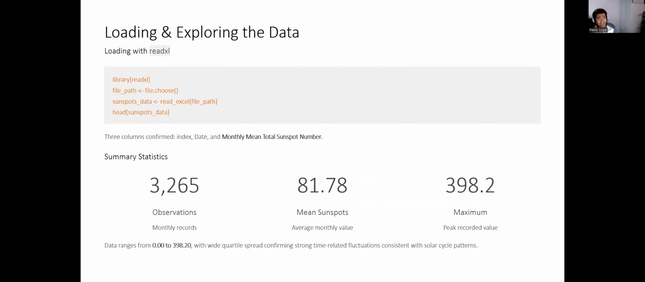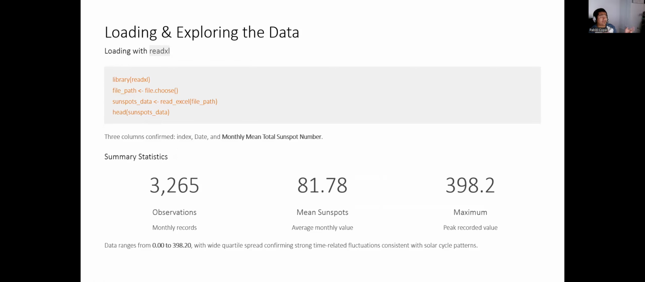So let's go back. The dataset included three columns: an index column, a date column, and the monthly mean total sunspot number. The most important variable for my analysis was the monthly sunspot number because that was the value I needed to study over time. After loading the data, I also explored the structure and summary statistics.